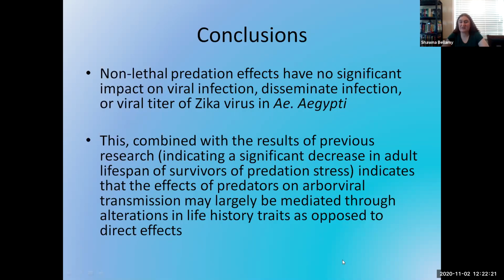So non-lethal effects seem to have no real significant impact on viral infection, disseminated infection, or viral titer of Zika virus within Aedes aegypti mosquitoes. This, combined with results of previous research, such as Barry's previous paper indicating that there was a significant decrease in adult lifespan of survivors of predation stress, indicates that the effects of predators on arboviral transmission may largely be mediated through alterations in life history traits as opposed to direct effects on the vector-pathogen interaction.